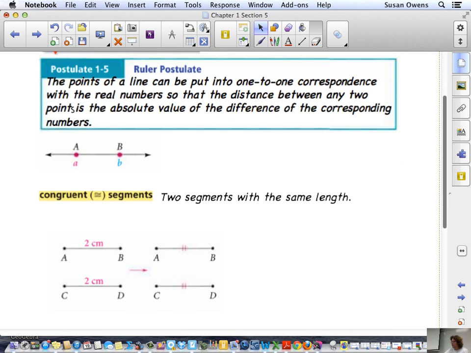Now, if you notice here, they give you a line and they have points A and B, and then they have little a and little b. What they're saying is that A and B represent values. Big A and big B are the actual points, but little a and little b are the values assigned to those points based on putting them on a number line. So they're saying that the distance from A to B is the absolute value of either B minus A or A minus B.